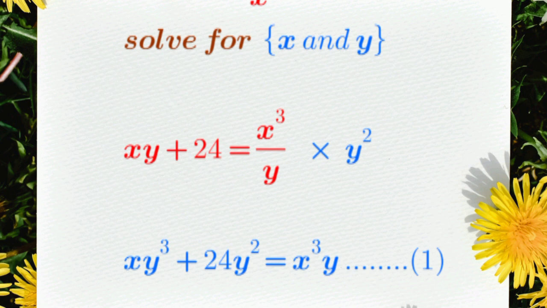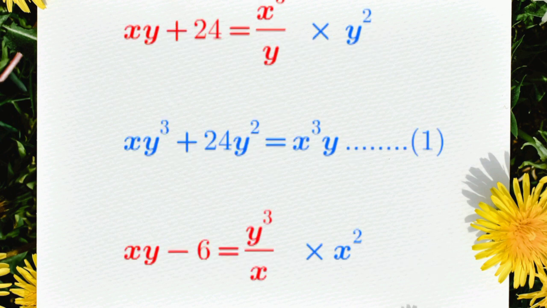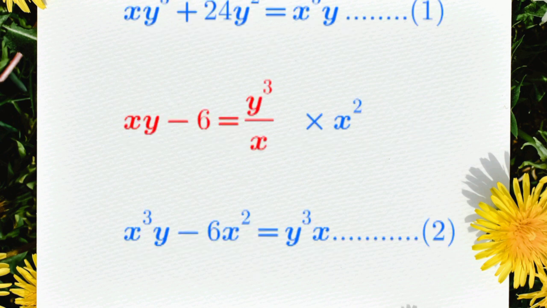Now again we're going to bring down the second equation from our question, which is xy minus 6 is equal to y cubed all over x, and again multiply it by x raised to the power of 2, that is x squared. So just like the other one, on the right hand side the x is going to cancel one of the x. So on the left hand side here we have x cubed y minus 6x squared is equal to y cubed x. So we're going to name this equation 2.